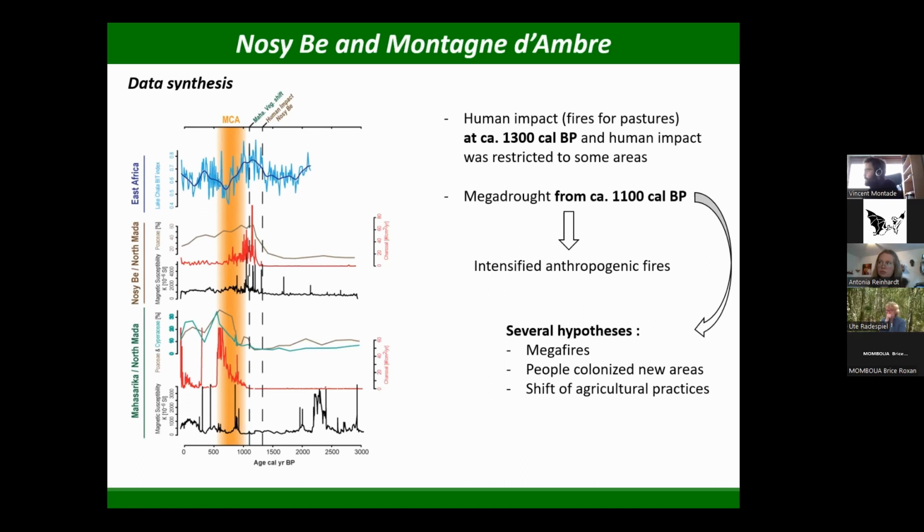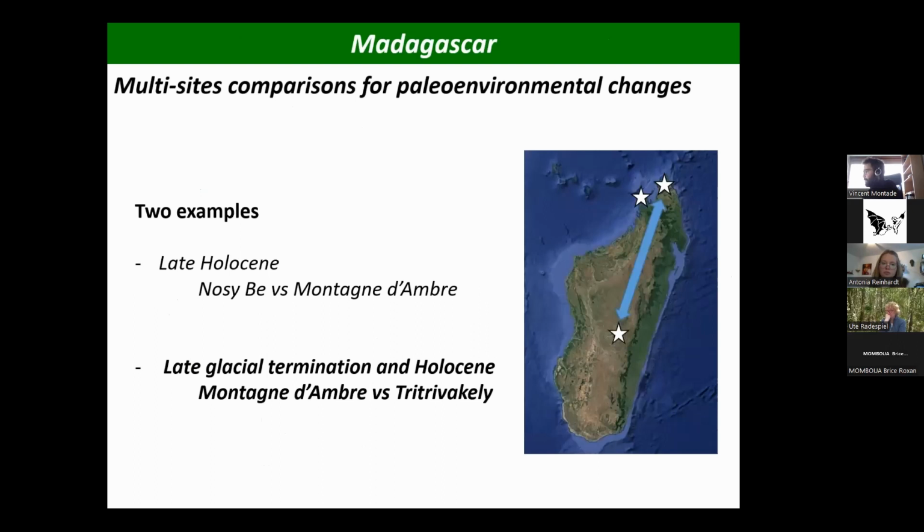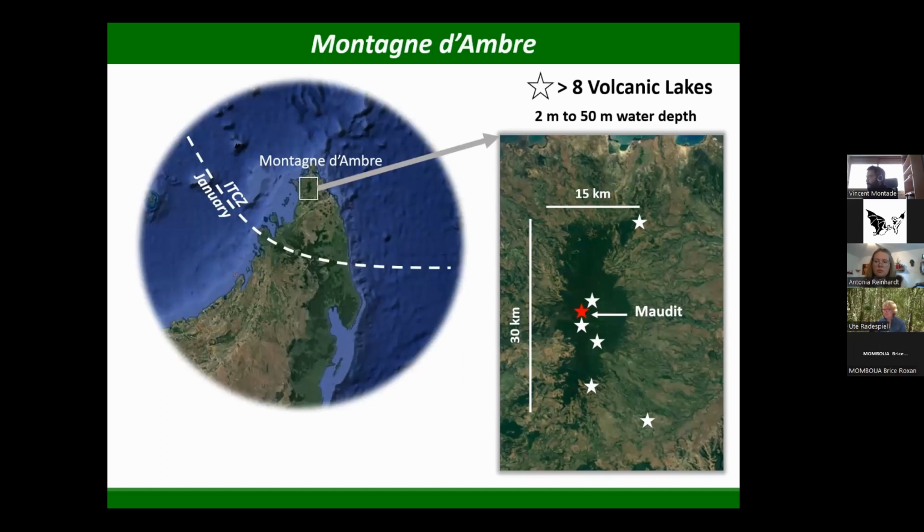So now I would like to move to a second example, comparing two sites. For this presentation, I wanted to compare the one record we have in Montagne d'Ambre encompassing the Holocene and the last glacial interglacial transition, so until 20,000 years before present. And the only one record existing in Madagascar on this time scale is Lake Tritrivakely in the Central Highland. I wanted to know if there is some common signal or not on this common period between North and Central Madagascar.